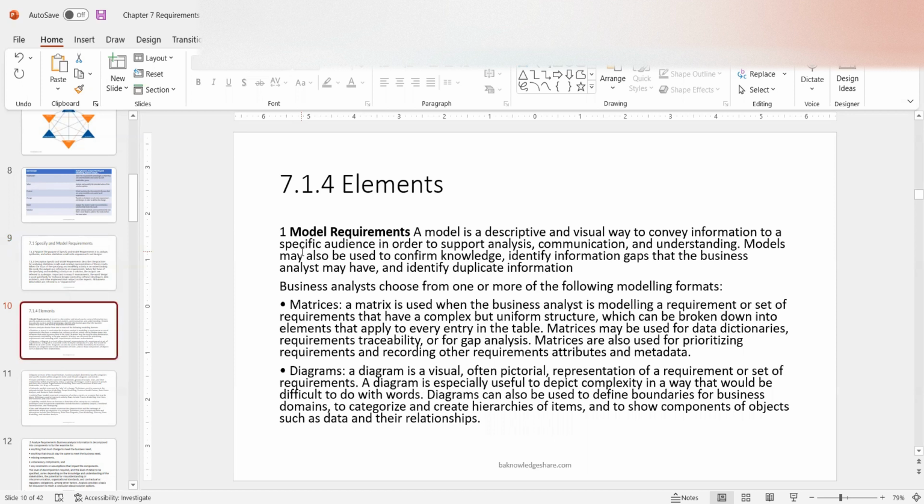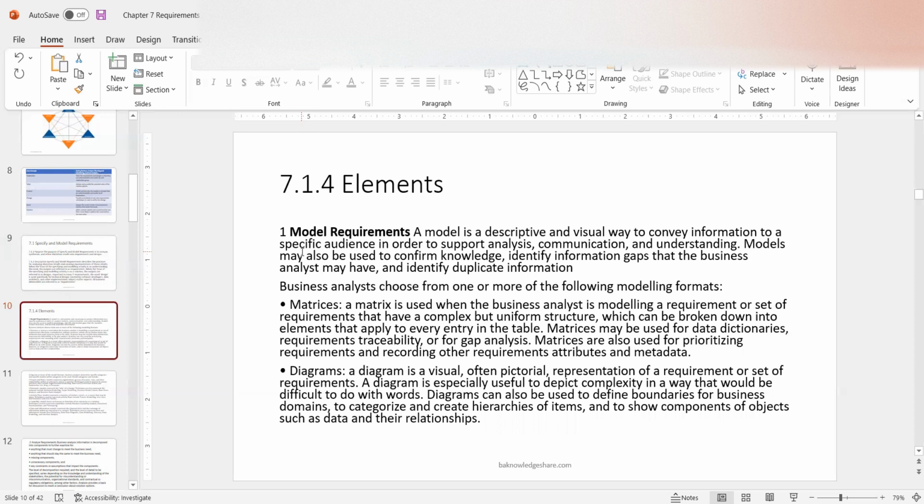Now, the elements of this task are: one is model requirements. A model is a descriptive and visual way to convey information to a specific audience in order to support analysis, communication, and understanding. Models may also be used to confirm knowledge, identify information gaps that the business analyst may have, and identify duplicate information. Business analysts choose from one or more of the following modeling formats.